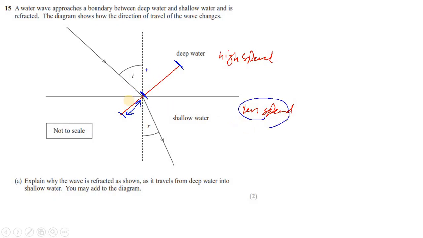And now in order to compensate the motion, the wavefront which is in the shallow water bends something like this, and then it moves forward. So that's how, in order to compensate the speed, because one part of the wavefront is in the shallow water and the other part is in the deep water, moving with a high speed. So that's why it changes its direction.